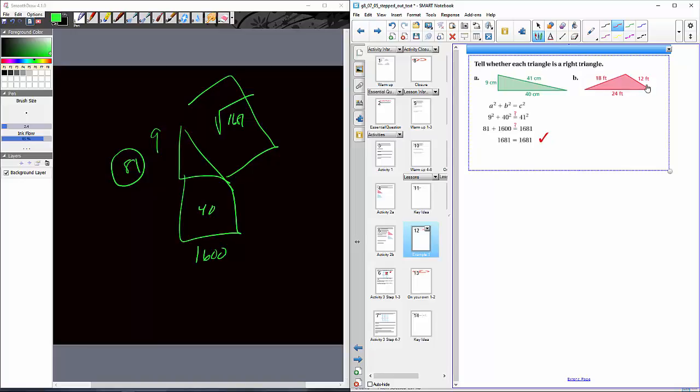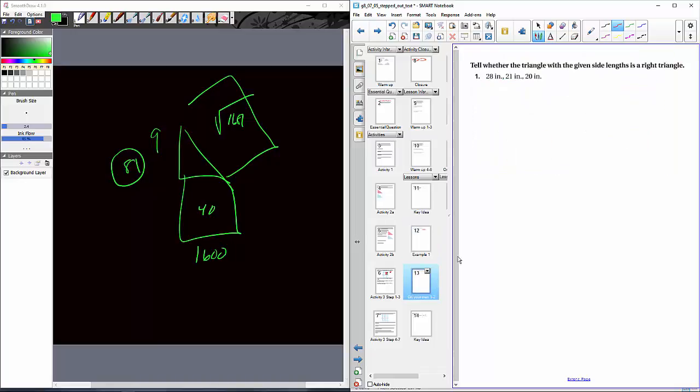This one here, I'm going to do the same thing where I take 12 squared, 18 squared, and that should equal 24 squared. So if I do that, I have this right here. I have 144 plus 324. If I add these together, I mean, just looking at the 4 and the 4, that should be an 8. And it's a 6. So this is not equal to each other. So this is not a right triangle.